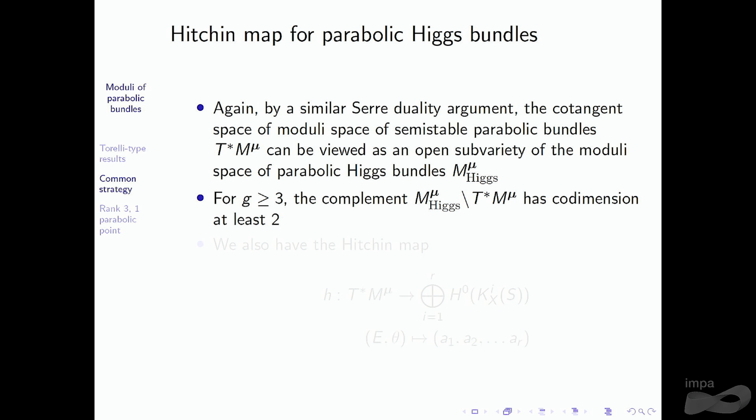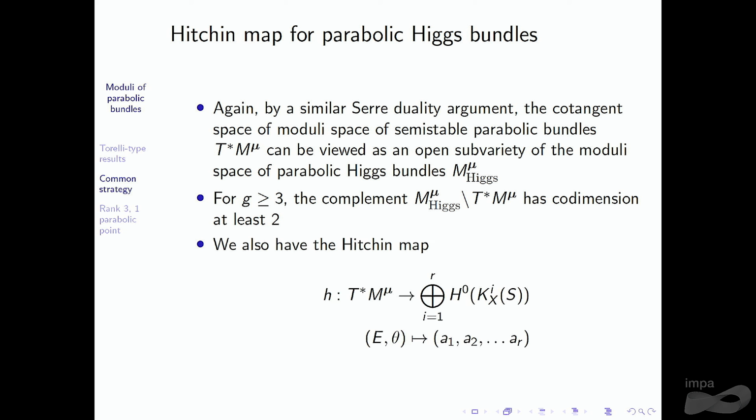And why did I just put this result here? Because actually this result is quite key. You see, this is for genus g greater than or equal to 3. This is quite important. I will come back to this.